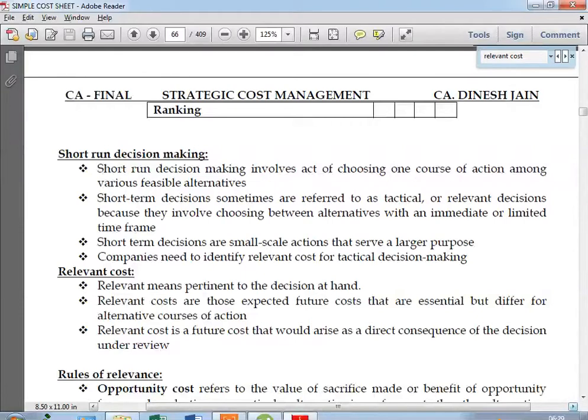Now with this in mind, I'll start with the various subparts in relevant costing. We'll start with something called relevant cost of material. You write this. Relevant cost of material.